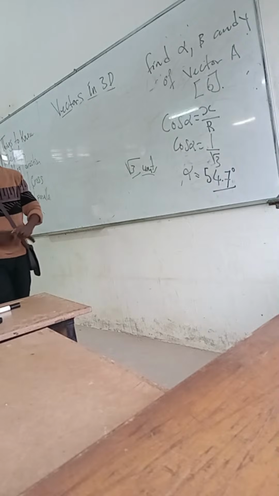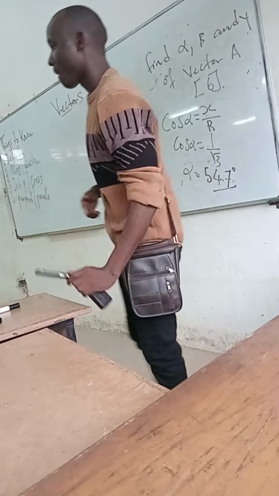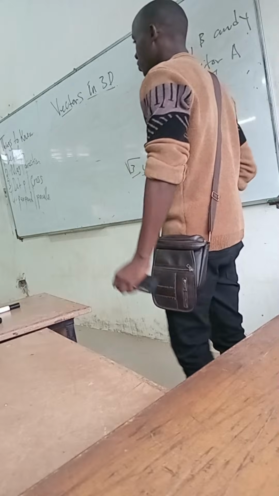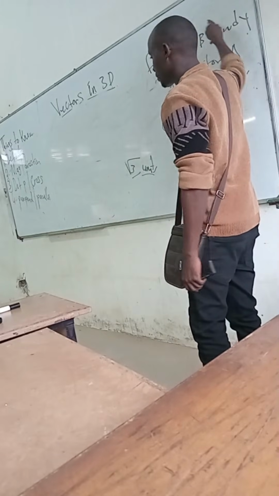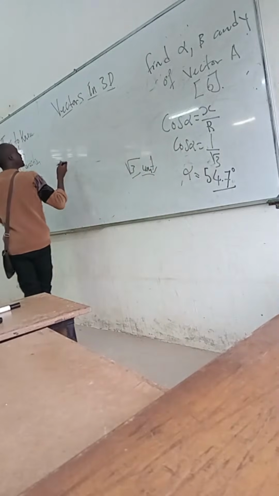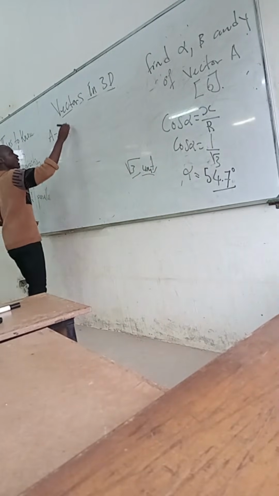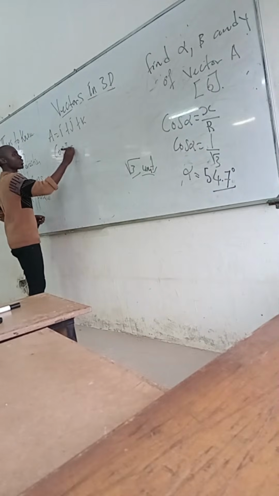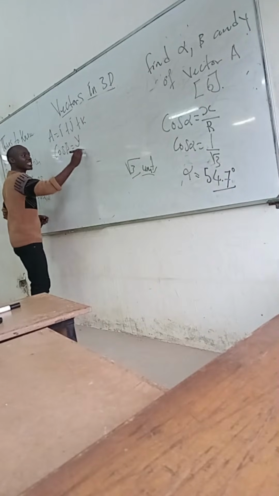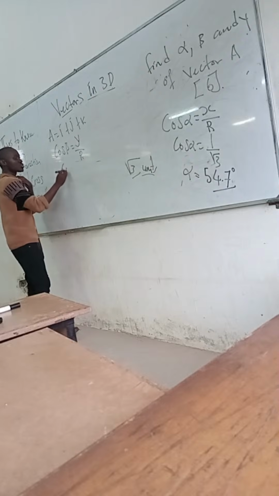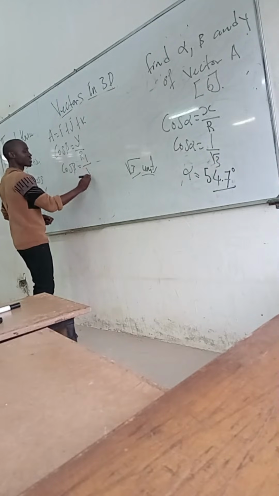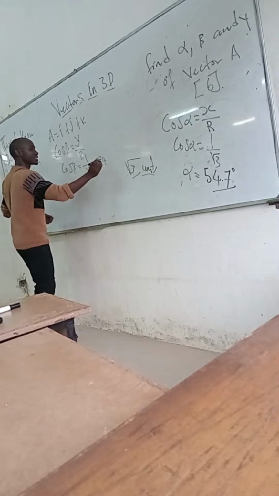What other angle are you supposed to know when you're finding the cosine direction? So how do you find cos beta? We had vector A equals i plus j plus k. So you say cos beta equals the y component of this vector divided by the magnitude of this vector. What is the y component? 1 over the square root of 3. What is the answer? 54.7.